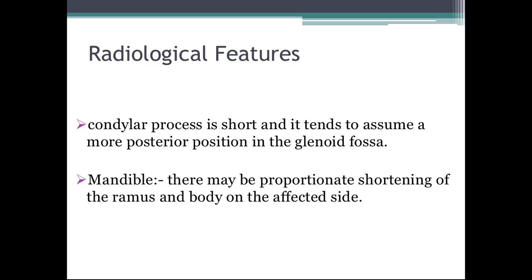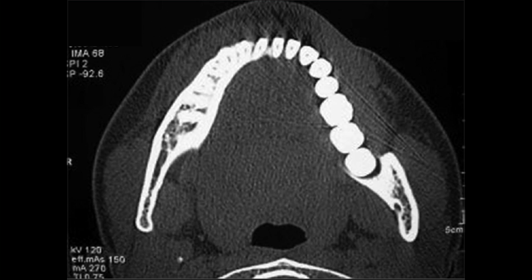Radiological features: the condylar process is short and tends to assume a more posterior position in the glenoid fossa. In the mandible, there may be proportionate shortening of the ramus and body on the affected side. This radiographic axial section shows unilateral hypoplasia affecting the left side.